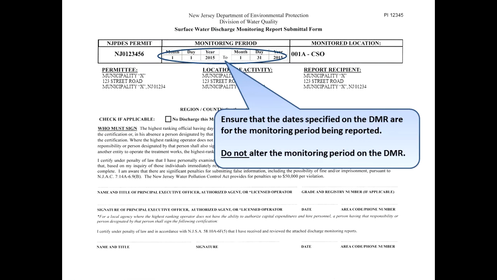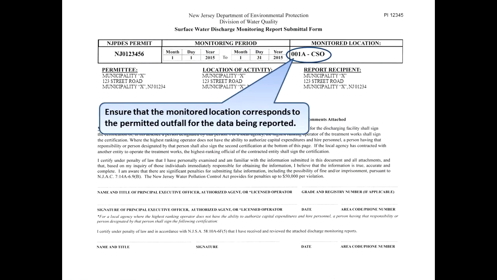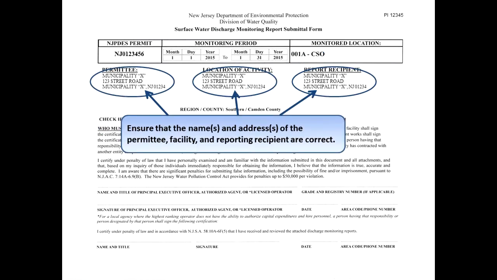If you have a situation in which you believe modifying these dates may be appropriate, please contact the department for further instruction. On the top right, you will find the monitoring location, in this case the permitted CSO outfall, for which data is being reported. Permittees should ensure that the outfall identified in this box corresponds to the outfall for which the data is being reported. Next, you will find the names and addresses of the permittee, the location of the permitted activity, and the DMR recipient. Permittees should verify that the names and addresses appearing on the DMR submittal form are correct.